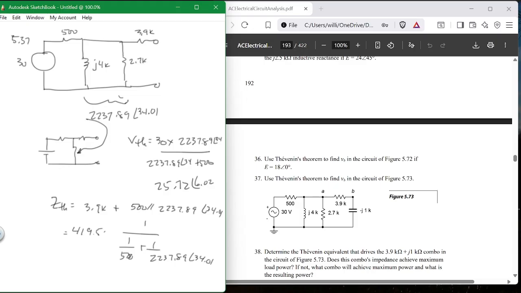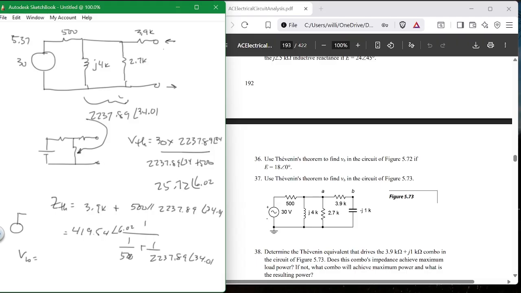I get 419.5 something at angle 6.02. All right? And then what is VB? The voltage then is, you rebuild this, you put this in like this. You have to add it because you're starting here and you're walking back to here. You have to add it in.